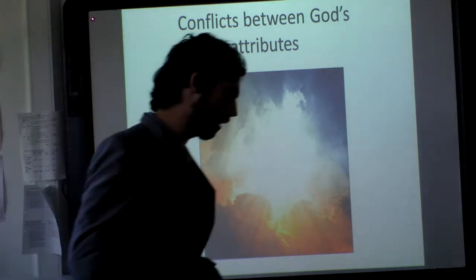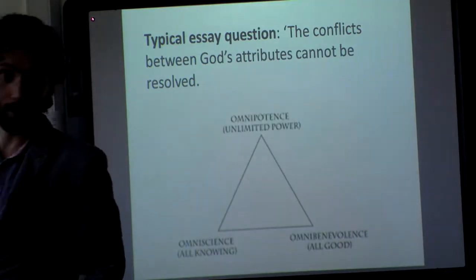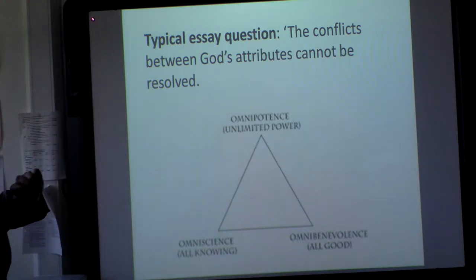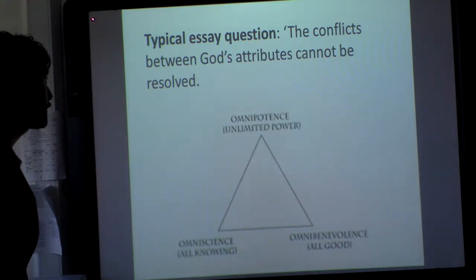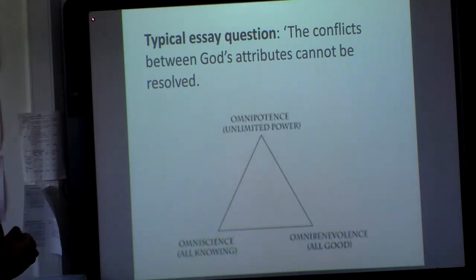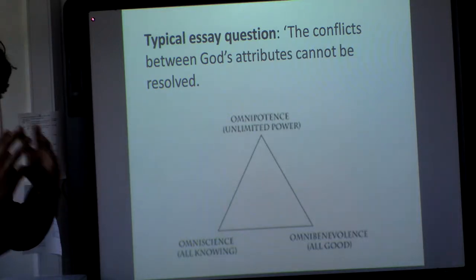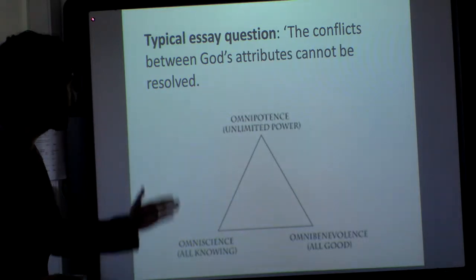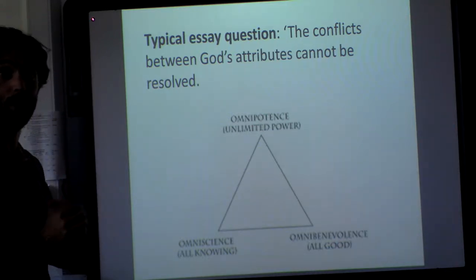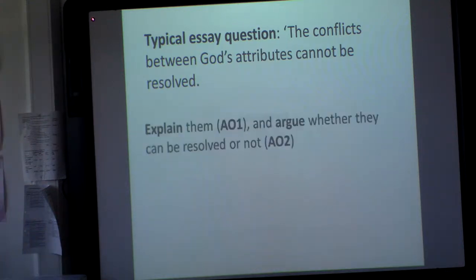So it's a serious problem, and it's also a problem that comes up quite a bit in the spec. A typical exam question or essay question is this: the conflicts between God's attributes cannot be resolved. So this question comes up time and time again in the spec. I mean, in different packages, but it's always the same idea. There are conflicts and you can't resolve them. So this essay question asks you to investigate whether those conflicts can be resolved. We're going to look at 4 conflicts today.